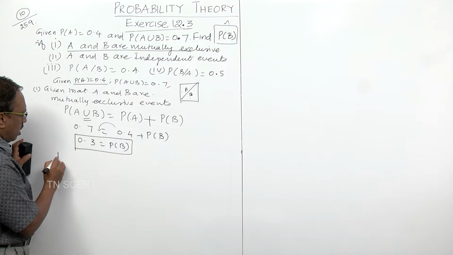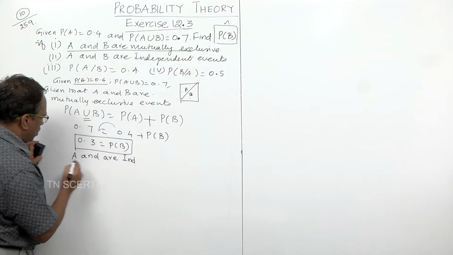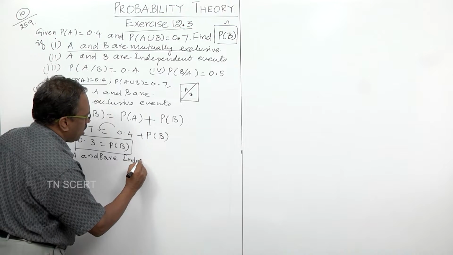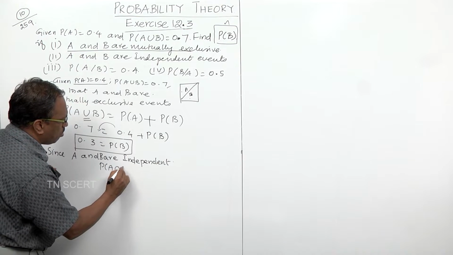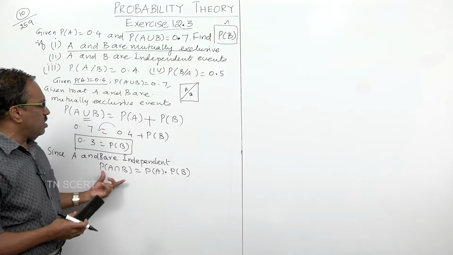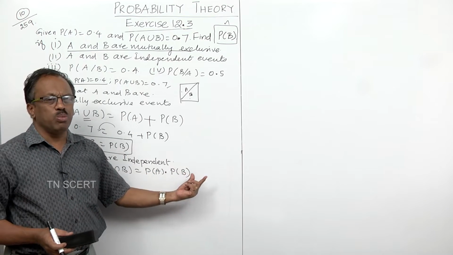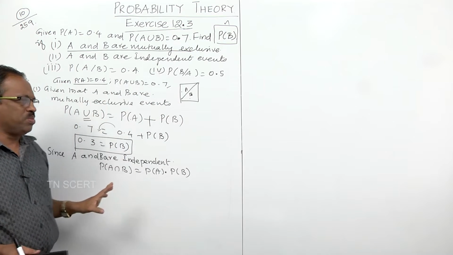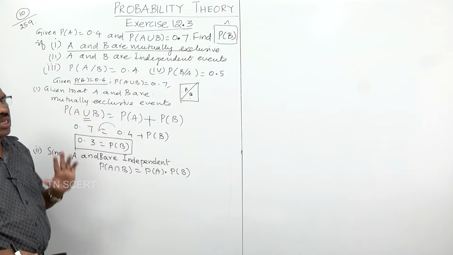And the second one, remember that A and B are independent. Since A and B are independent, notice that P of A intersection B is equal to P of A into P of B. Remember, this is the formula. If it is independent, you must understand this is the formula, P of A into P of B. But the question gives us P of A union B here. So first of all we have to calculate P of A union B, then we can apply it and we will get the result.